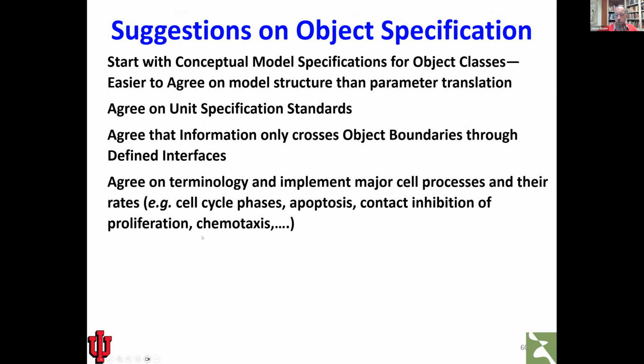On the other hand, I'm running out of time, so I'm going through a few of these ideas quite quickly. I do think that there are things we can do. We can start with a set of object classes that we agree on biologically. We can define a set of conceptual model specifications. This is essentially trying to define what I would call model structure, even if we can't agree on parameter translation. We can define units. That should be easy, at least.